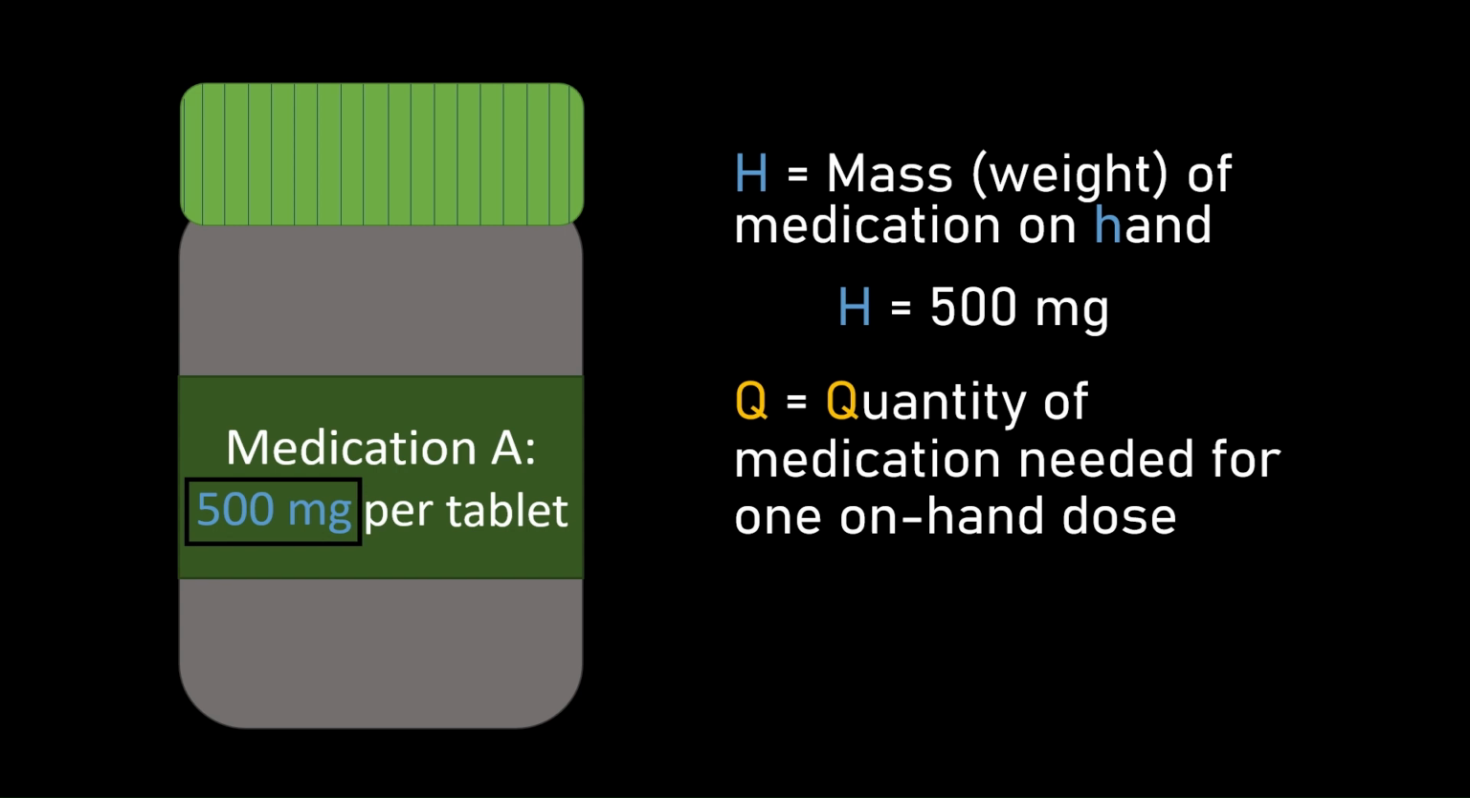Now, let's identify Q. Q is the quantity needed for the supply dosage. Since we have already identified the supply dosage as 500 milligrams, now we need to figure out what we would need to consume in order to complete the supply dosage. Here on the label, we are told that the medication is in tablet form, and each singular tablet contains the supply dosage, 500 milligrams. That means that the quantity that a person would need to consume in order to consume 500 milligrams of medication A is 1 tablet.